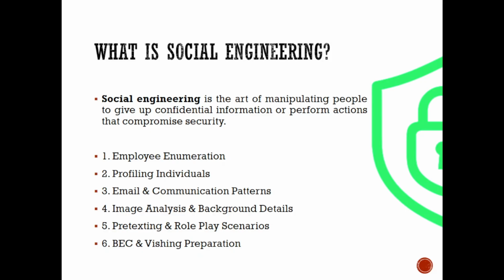6. BEC and vishing preparation. BEC is business email compromise. Vishing is voice phishing. Your recon helps you understand who is authorized to approve payments, who manages IT credentials, internal lingo or acronyms to sound real, phone numbers, office addresses, and extensions. These are often used in CEO fraud or invoice scams.